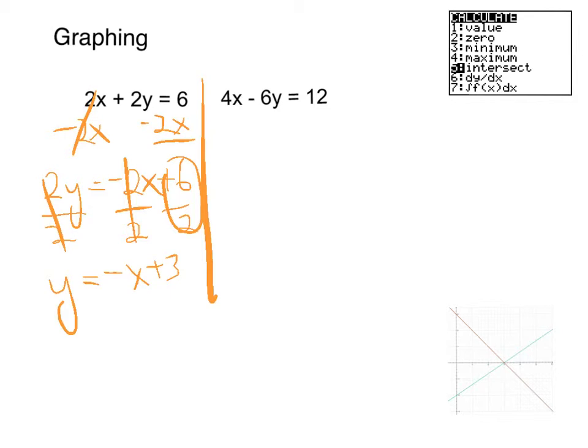Over here, same thing. We want to get y by itself, so we're going to move over any term that does not have a y in it, which gives us negative 6y equals negative 4x plus 12. And then divide everything by a negative 6.